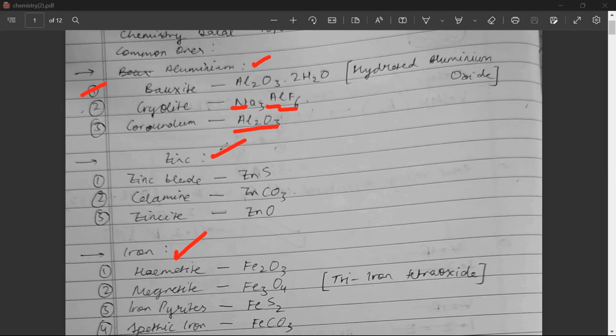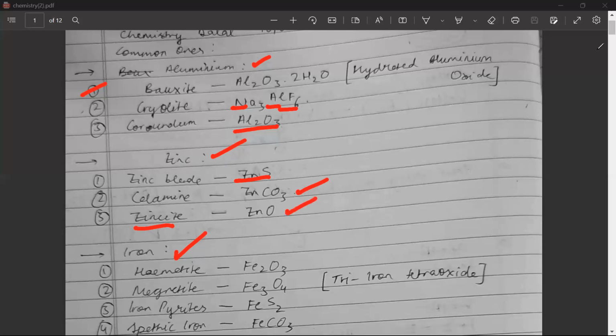Then we move on to the element zinc and its sources. Now zinc blende, its chemical formula is ZnS. Its chemical name is zinc sulfide. Then you have calamine, whose chemical name is zinc carbonate, and then finally you have zincite, which has the chemical formula ZnO, and its chemical name is zinc oxide.